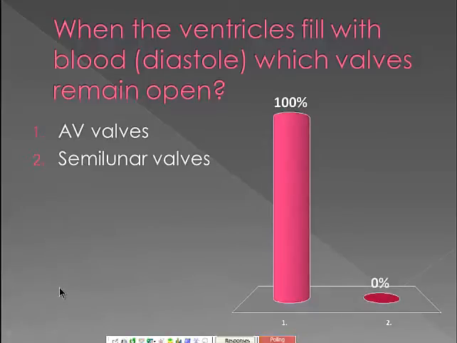Very good. Yes, this is correct, because you can understand that during ventricular diastole, when the ventricle has to fill, the blood has to come from the atrium into the ventricle. So the AV valves have to remain open. And that's why this is the correct answer. The semilunar valves will remain open when the ventricle contracts during systole, in other words.